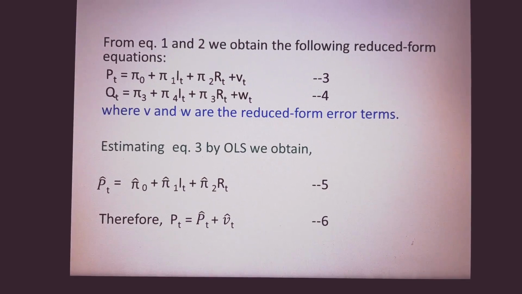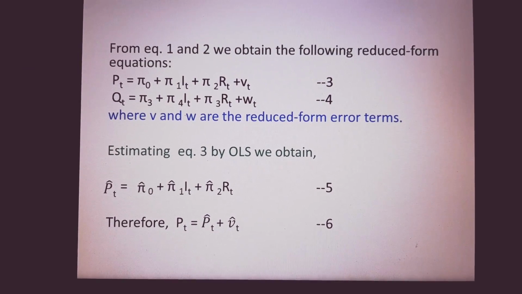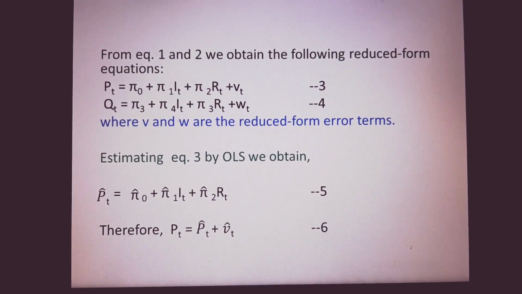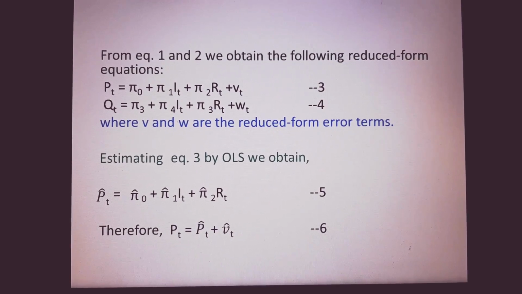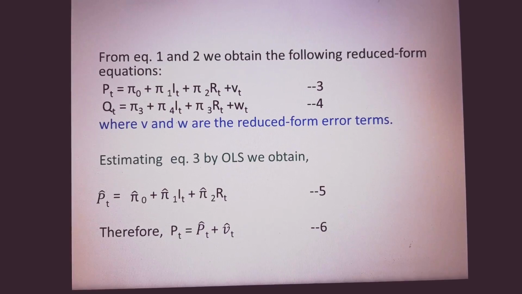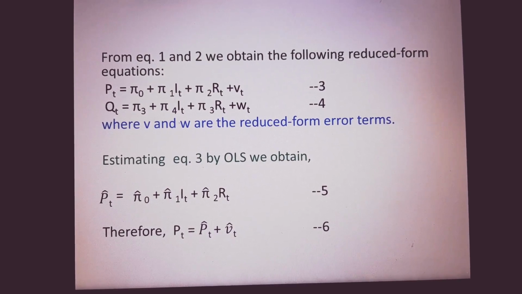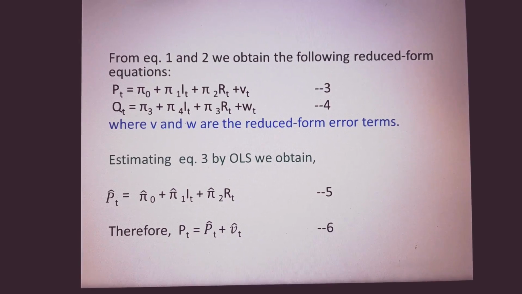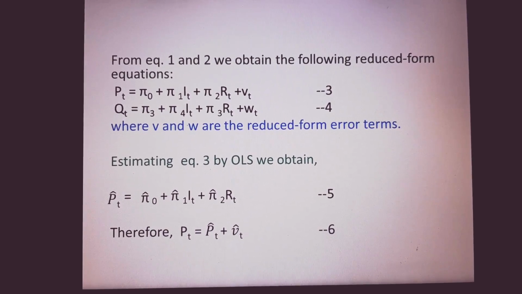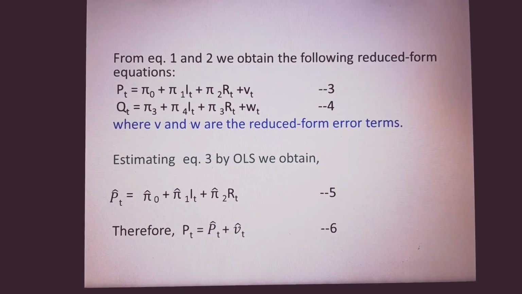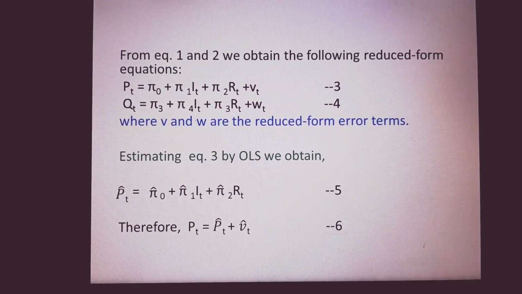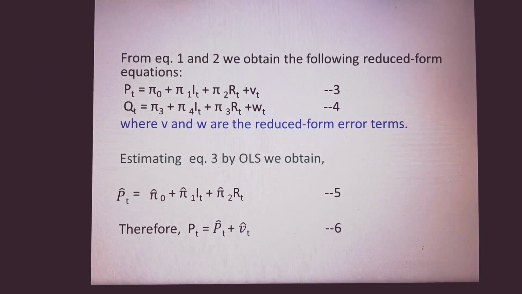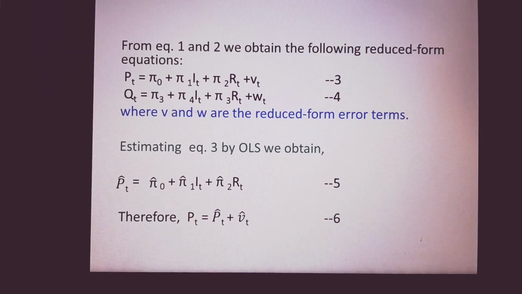Now, to find out which is the case, firstly we obtain the following reduced form equations. Equations 3 and 4 are the reduced form equations which we have obtained from equations 1 and 2, which were the structural equations. If you want to know how to derive reduced form equations from structural equations, you can check my video on this topic. Coming back here, equations 3 and 4, as I have told you, are the reduced form equations where V and W are the reduced form error terms.